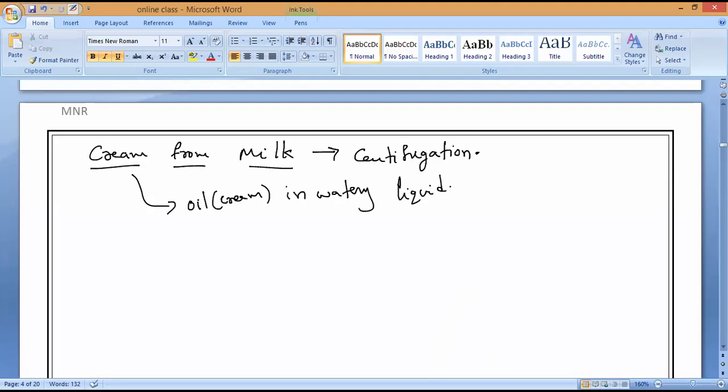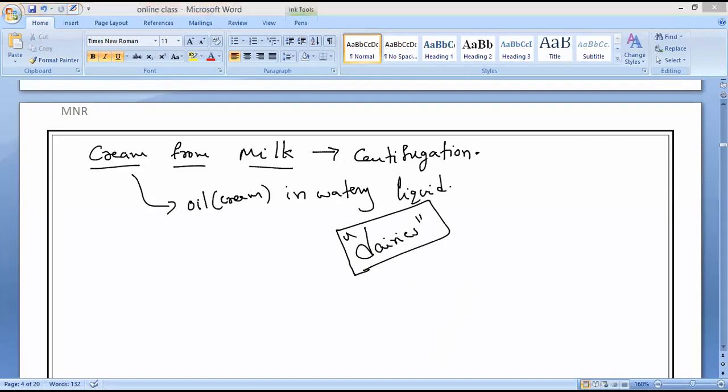So with the help of the centrifuge, the process of centrifugation is used in all the dairy farms to separate cream from milk. Do you understand, all of you? Please respond. Wherever you have dairies, milk dairies, everywhere they use the centrifugation process to separate the cream from milk.